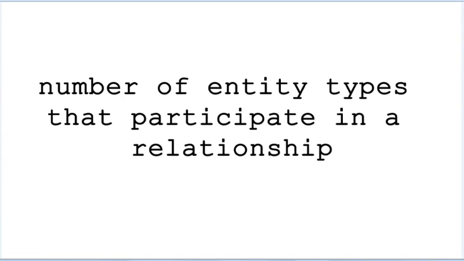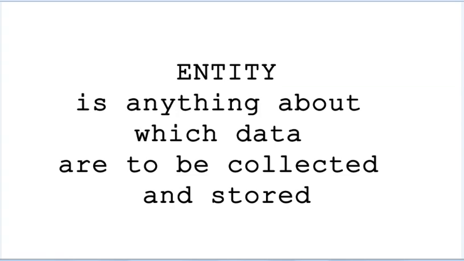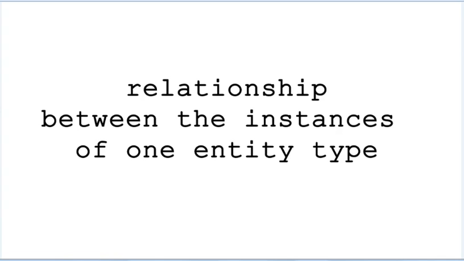Next will be degree of a relationship. Degree is the number of entity types that participate in a relationship. Remember that entity is anything about which data are to be collected and stored. An example of an entity are employee and course. There are three most common relationships: unary, binary, and ternary. Unary relationships are also called recursive relationship. It is a relationship between the instances of one entity type.